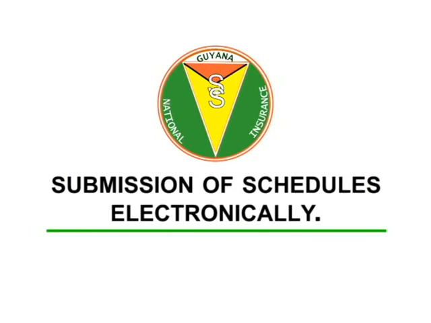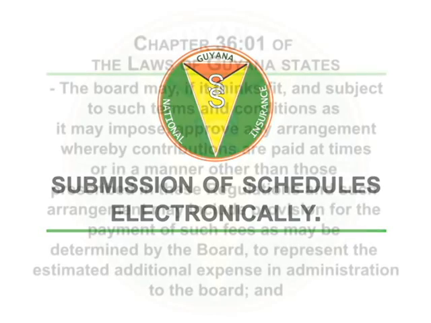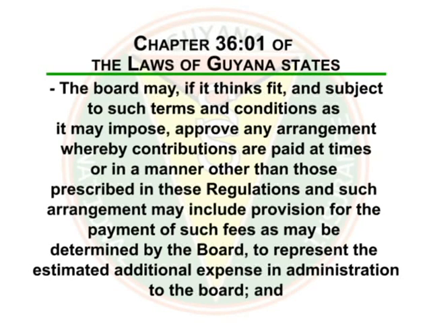After the data cleansing phase is completed, the second phase is the submission of schedules electronically. Chapter 3601 of the Laws of Guyana states, the board may, if it thinks fit and subject to such terms and conditions as it may impose, approve any arrangement whereby contributions are made at times or in a manner other than those prescribed in these regulations, and such arrangement may include provision for the payment of such fees as may be determined by the board to represent the estimated additional expense in administration to the board.